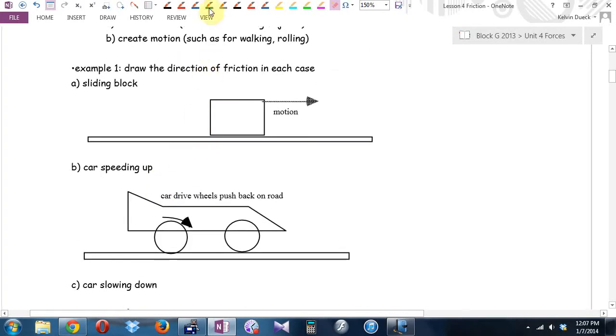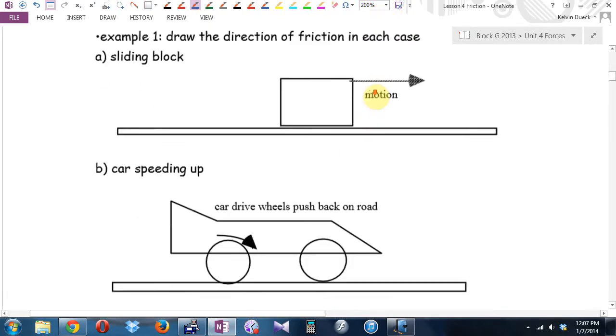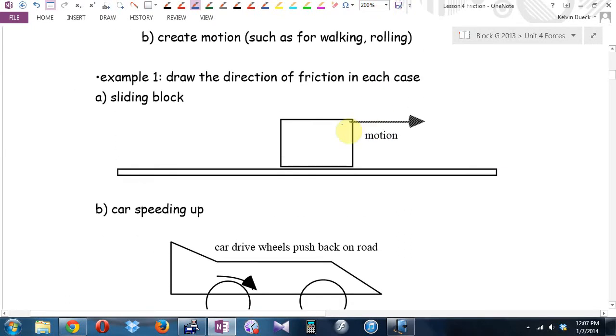Example 1: draw the direction of friction in each case. In situation A, a sliding block, my example is if any of you have ever been in gym and slid the benches across the floor. There are those sliding benches on the back wall of the gym. You slide them across the floor and you feel a force pushing against you. So if we were sliding the benches to the right, which way do you think friction would be acting? To the left.